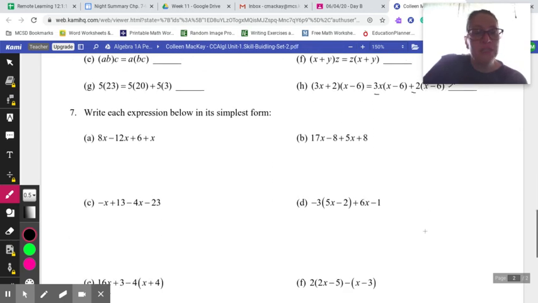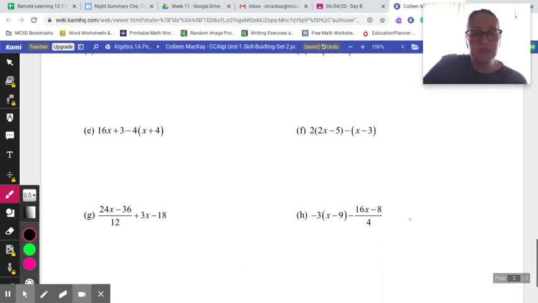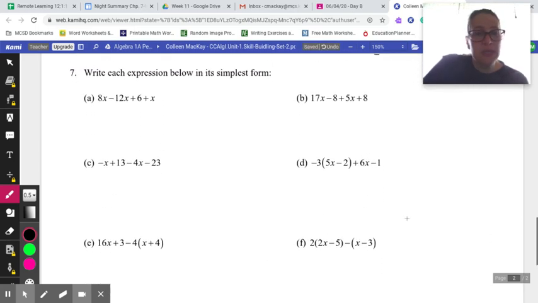Okay, write each expression below in its simplest form. Let's do a few of these. So we're going to combine like terms. So 8 minus 12 is negative 4, plus 1 would be negative 3. So negative 3x plus 6.